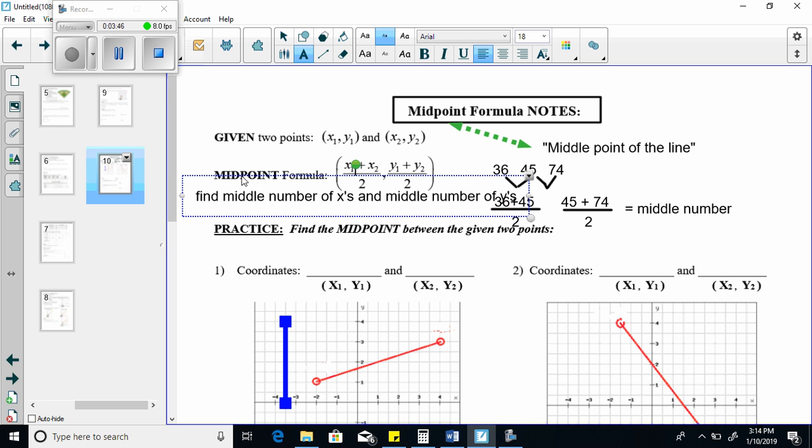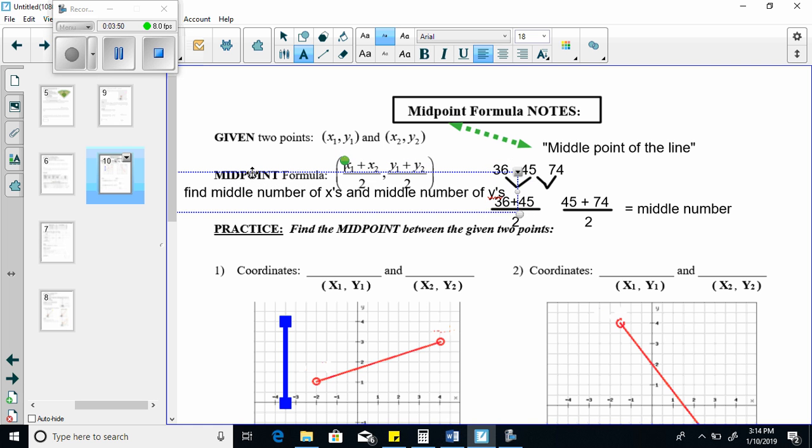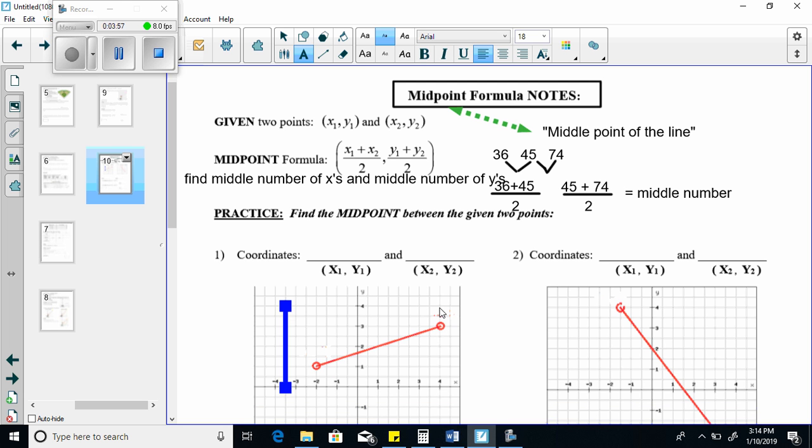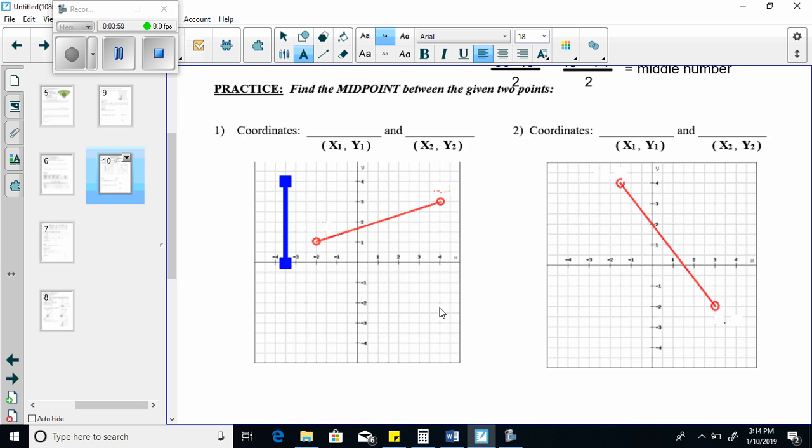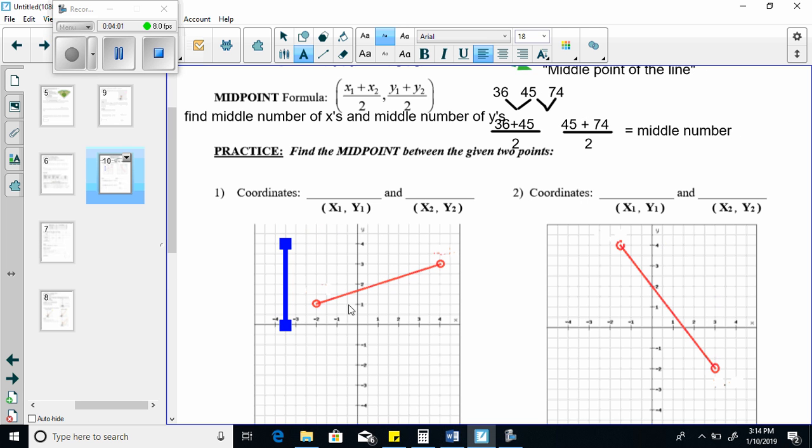Okay, so don't think of it so much as a formula. Just say, okay, what is going to be the middle of my x's? What is going to be the middle of my y's? And to do so, we're going to follow the same process. Okay, so if you are given some coordinates, now here I asked you guys to read the graph. Remember, x comes first and then y. So an example here, our coordinates are -2, 1, and 4, 3.